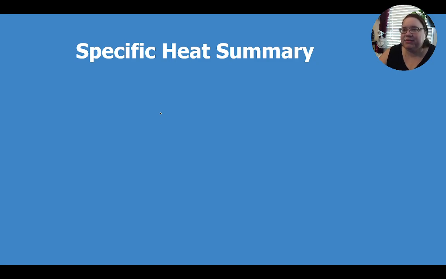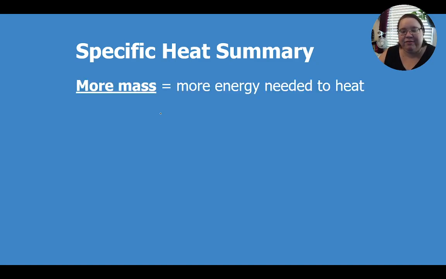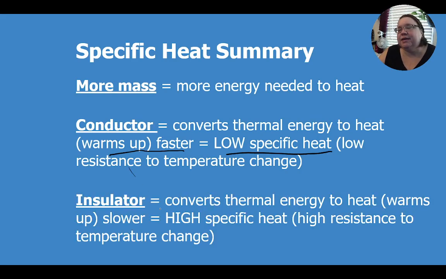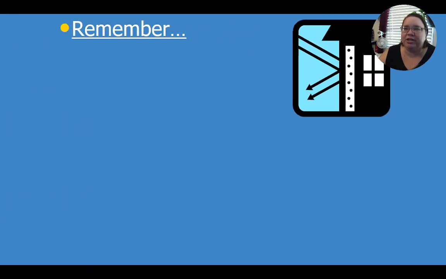Summarizing what we talked about today with specific heat. The more mass you have of an object, the more energy you're going to need to heat it. Conductors are going to be substances that have a very low specific heat. They have small specific heat values, and they heat up faster. It takes very little energy to change their temperature. Insulators are the opposite. They have high specific heats. And because they have a high specific heat, it's going to take a lot of energy to change the temperature. It takes more energy to convert that to an increase in the motion of the particles and change the temperature.